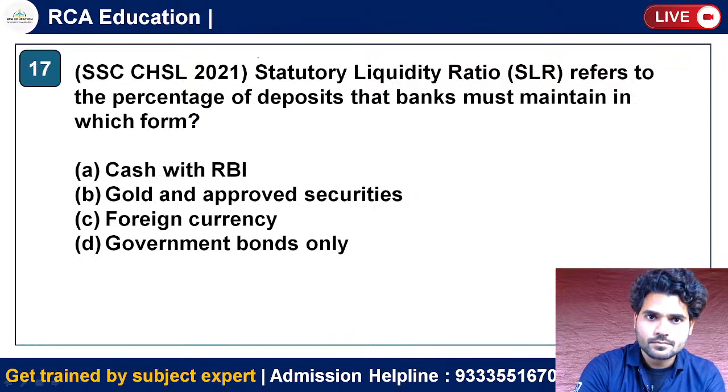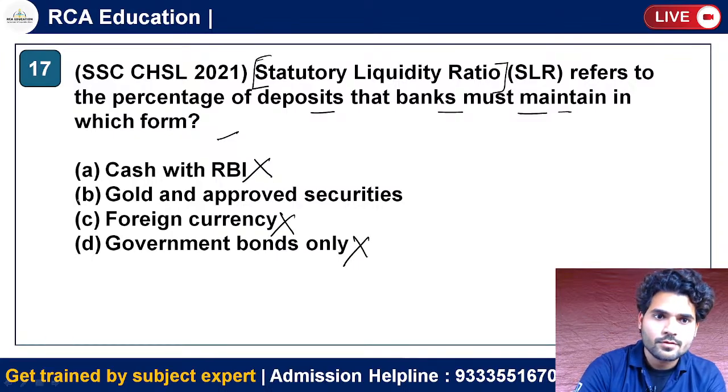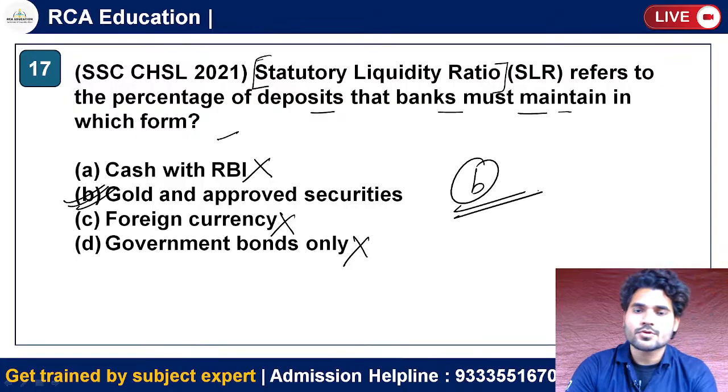Next, the statutory liquidity ratio refers to the percentage of deposits that banks must maintain in which form? Cash with RBI, no, that is the cash reserve ratio. Foreign exchange, no. Government bonds only, no. It is gold and approved securities. Option number B is correct.